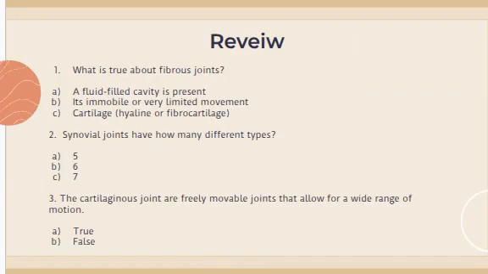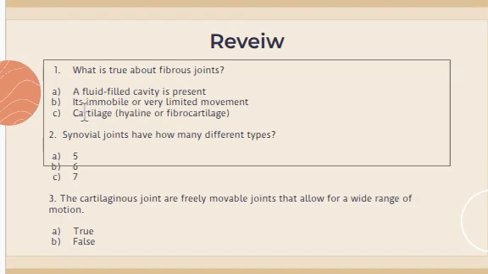And then last but not least, we have a review. So we have number 1, what is true about fibrous joints? A, a fluid-filled cavity is present. B, it's immobile or has very limited movement. Or C, cartilage, hyaline, or fibrocartilage. If you picked B, then you are correct, because remember that A is synovial and C is cartilaginous.